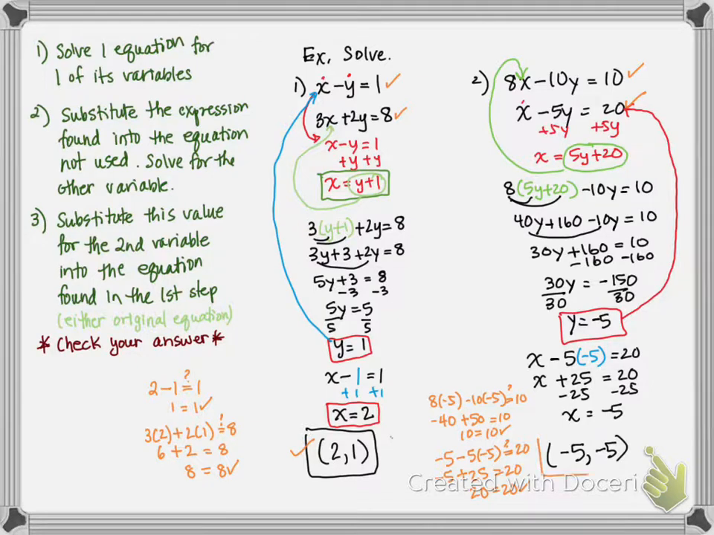So in other words, I agree that the answer for this system, where they will intersect, would be at the point negative 5, negative 5.